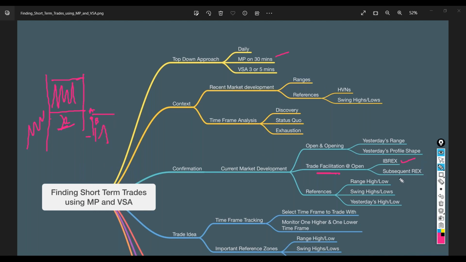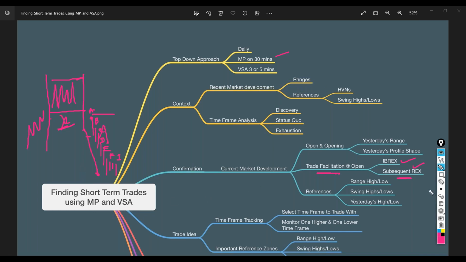All right. And then what you need to track is subsequent range extension. So what happens in C period, D period, E period, F period? Are we extending the range subsequently in C, D, E, F? Maybe G, H moves sideways, I again extends the range. Is this range extension continuing or not?